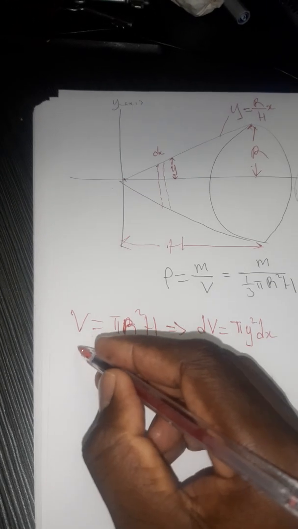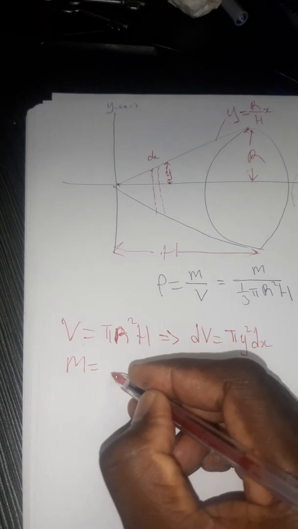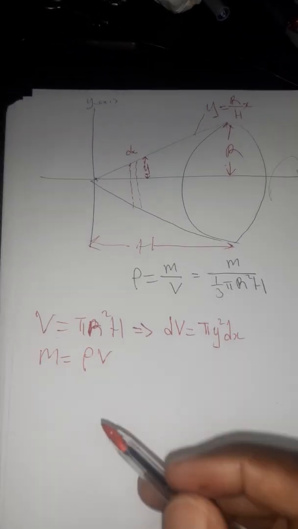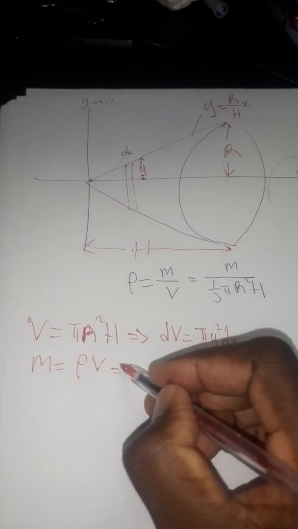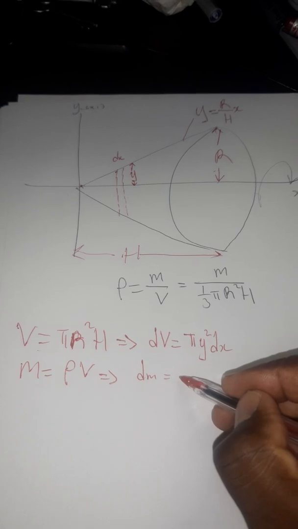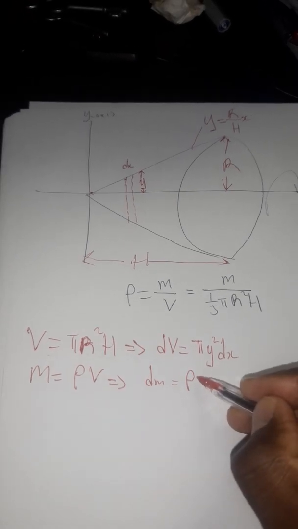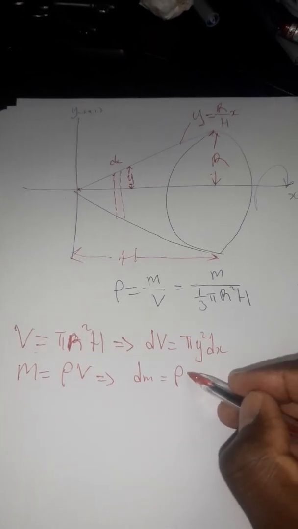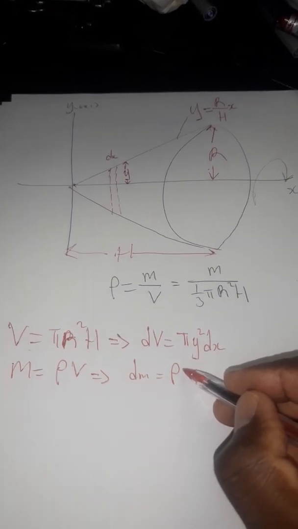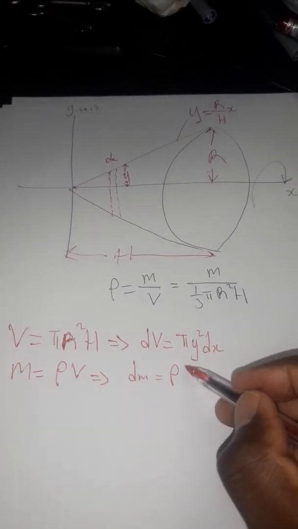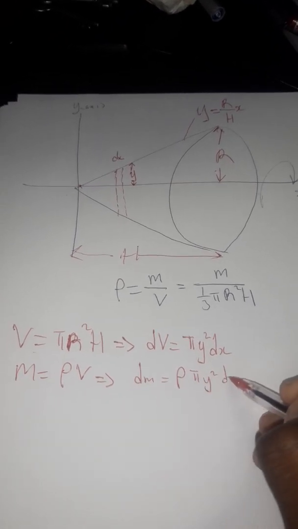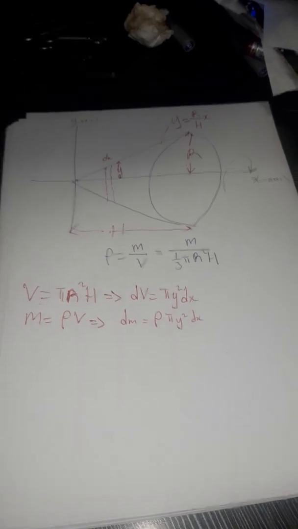Also, we know that mass is equal to density times volume. That means the mass of the disk, the change of the bigger mass, is density times the volume. The volume is pi y squared dx.